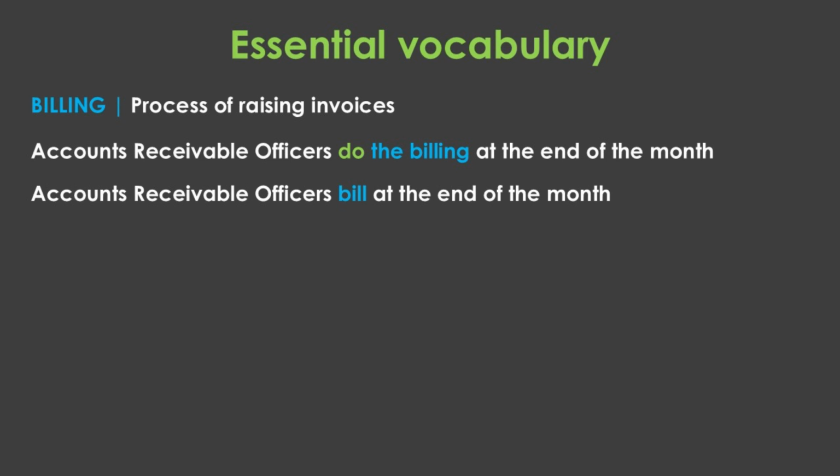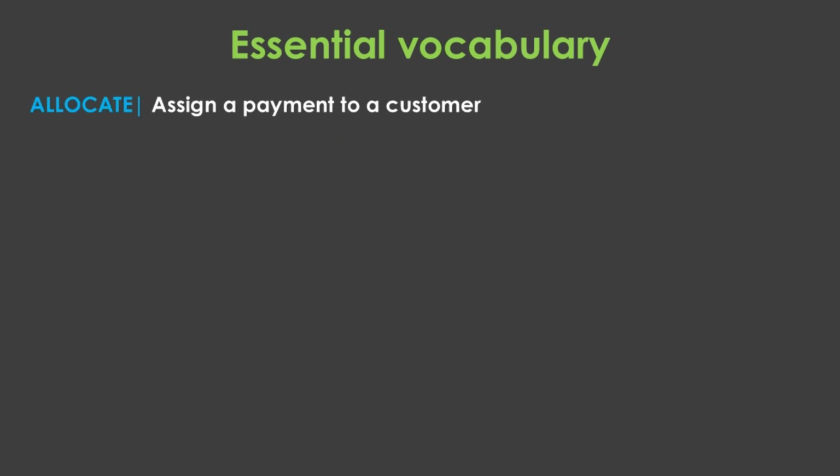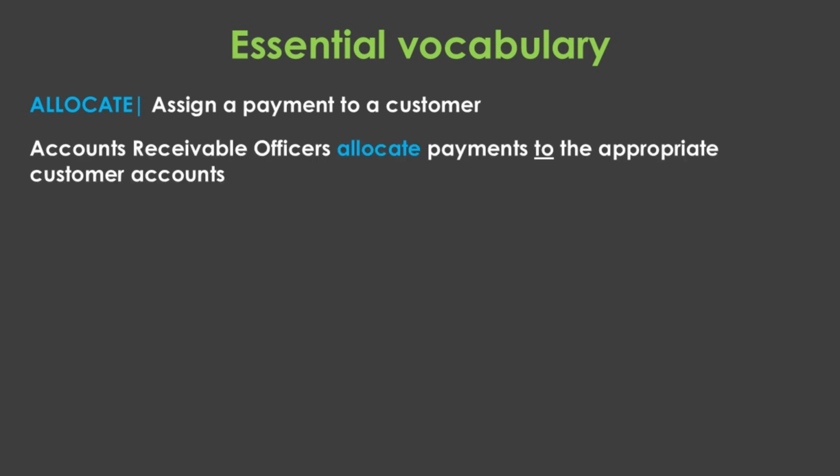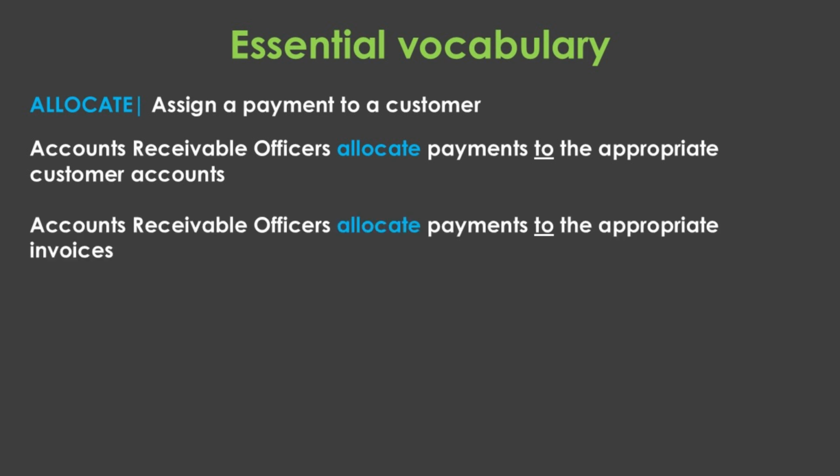Our next word is allocate. So this is the verb we want to use when talking about putting a payment to a particular customer account or an invoice. So we can say accounts receivable officers allocate payments to the appropriate customer accounts, or accounts receivable officers allocate payments to the appropriate invoices. Notice here, the preposition we use with allocation or allocate is to.